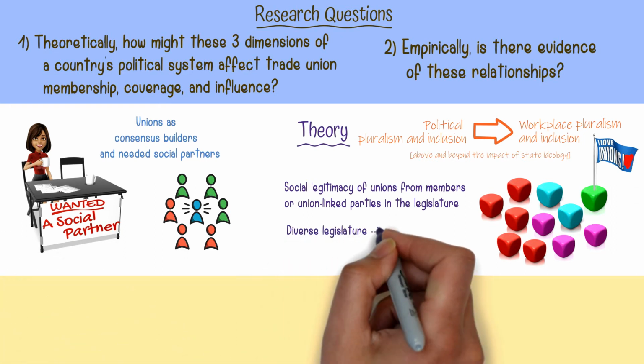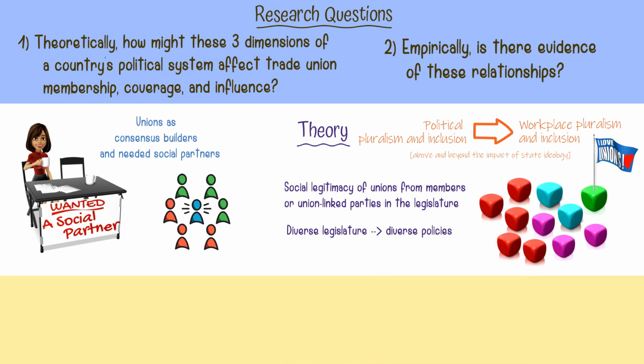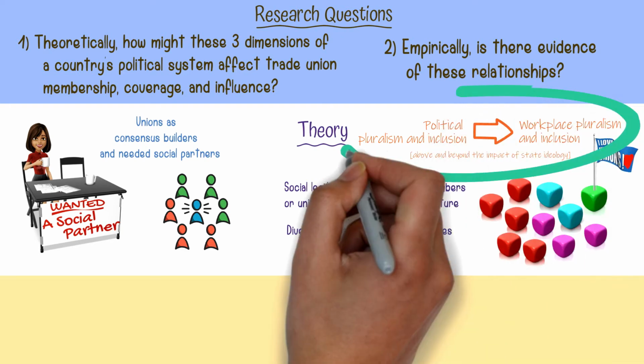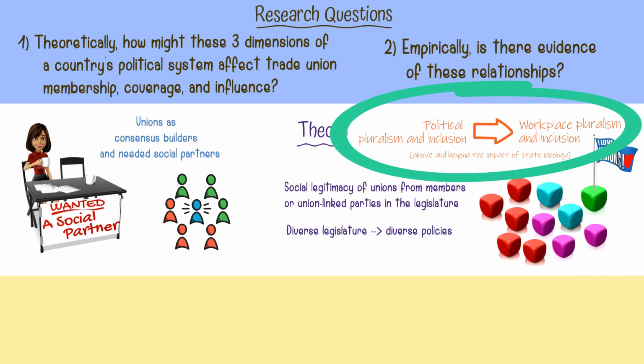As another possible channel, a legislative body with a greater diversity of members might enact policies that reflect a wider variety of views and interests, because a wider variety of issues would have at least some members as champions. Through all of these channels, we submit that a political system that is more inclusive or representative is expected to have stronger trade union membership, coverage, and influence.